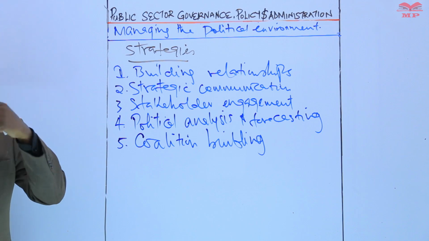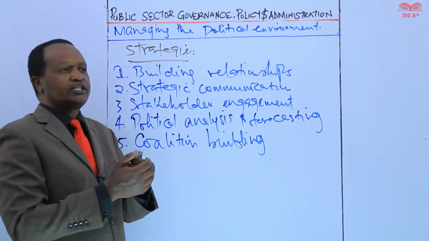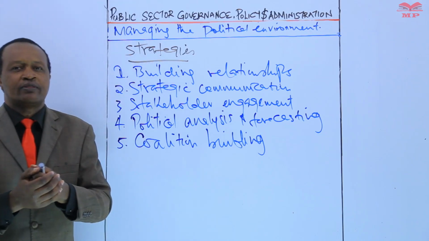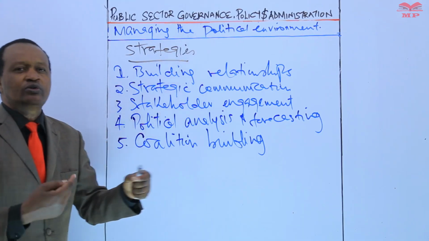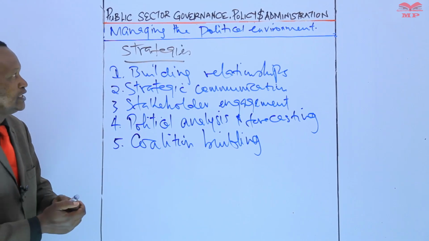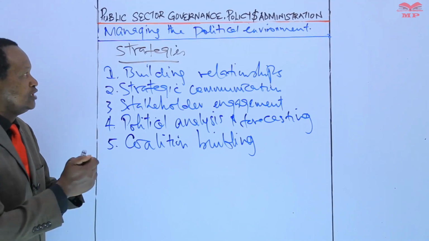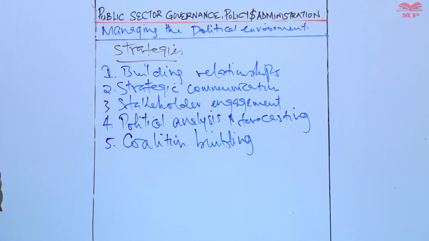And that requires identifying potential partners. That requires building trust. It may also require negotiating mutually beneficial agreements. Coalition building can help public administrators to manage the political environment.